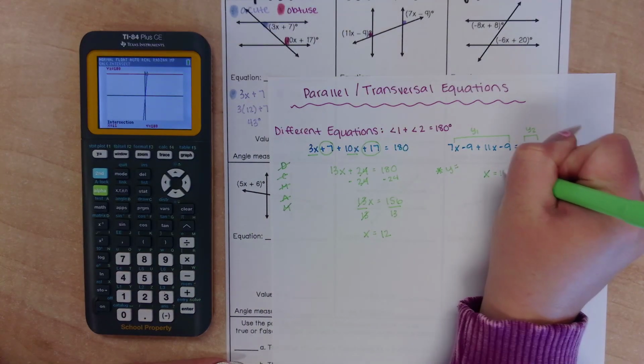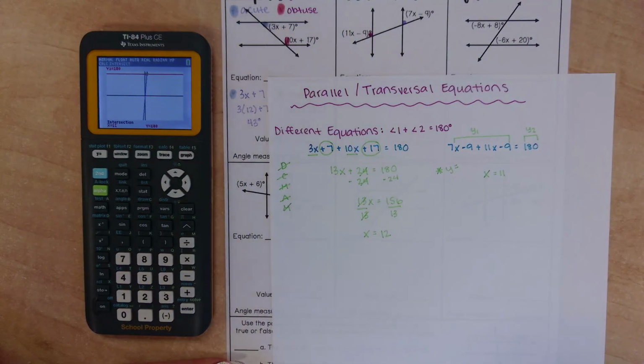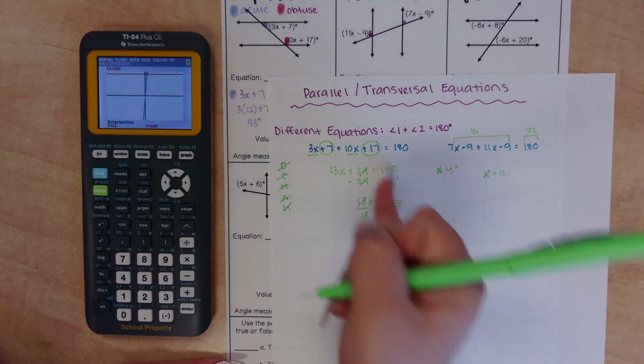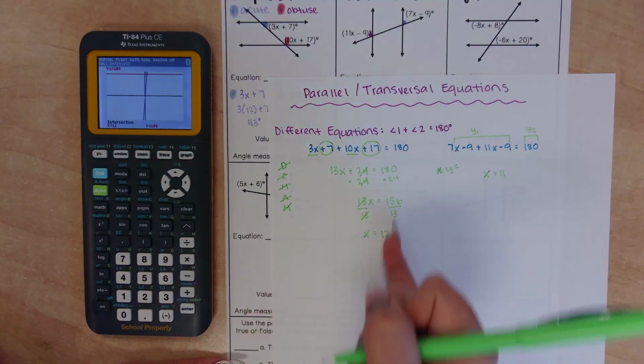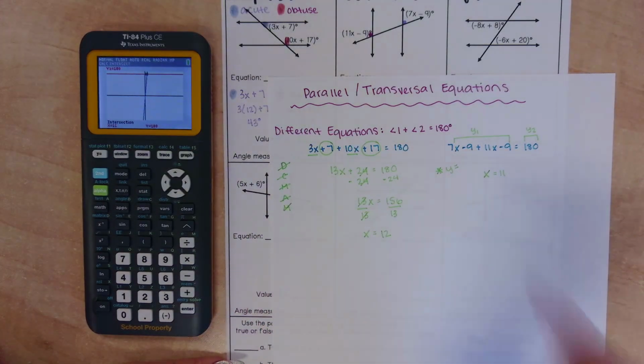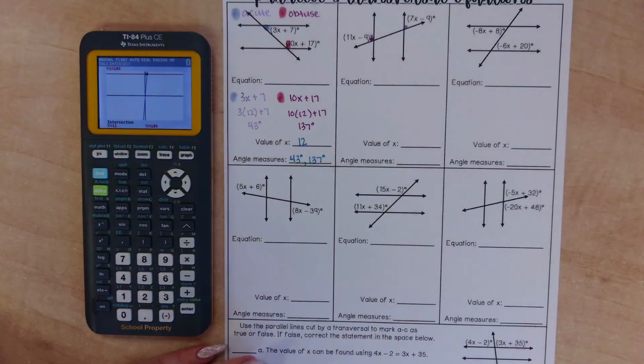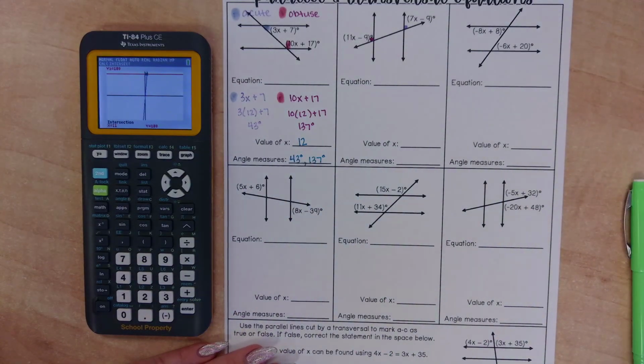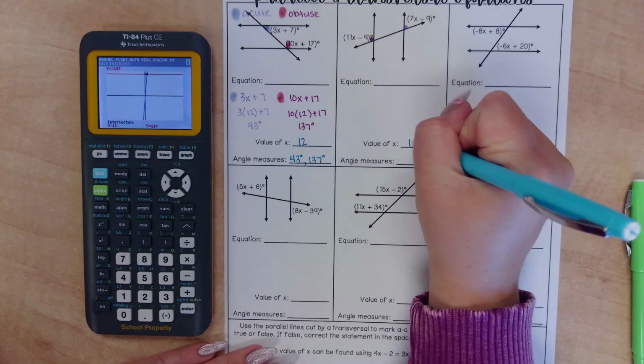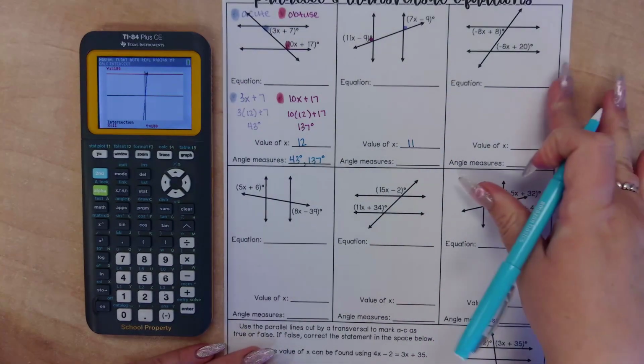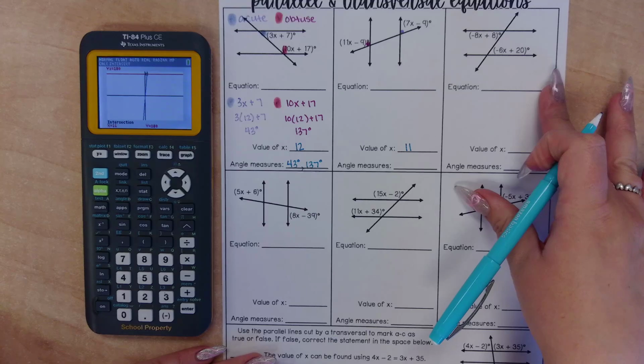I'm sure a bunch of you are like, Miss B, why didn't you just start with that? Because, y'all, I need to make sure you understand why this works. Then we can go to the trick. So now I have x equals 11. I do not need that equation anymore. Ooh, wrong color. X is equal to 11. So now I'm able to substitute in and get my angle measures.